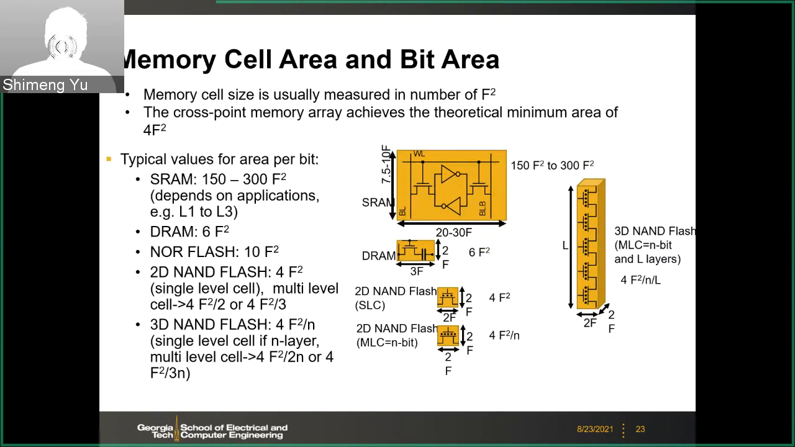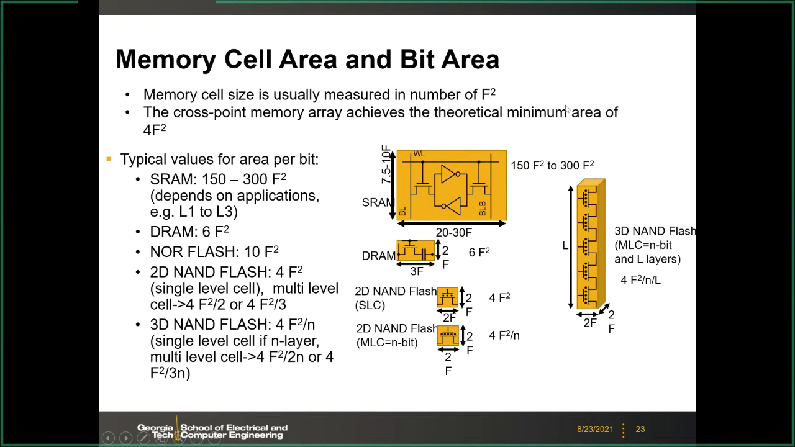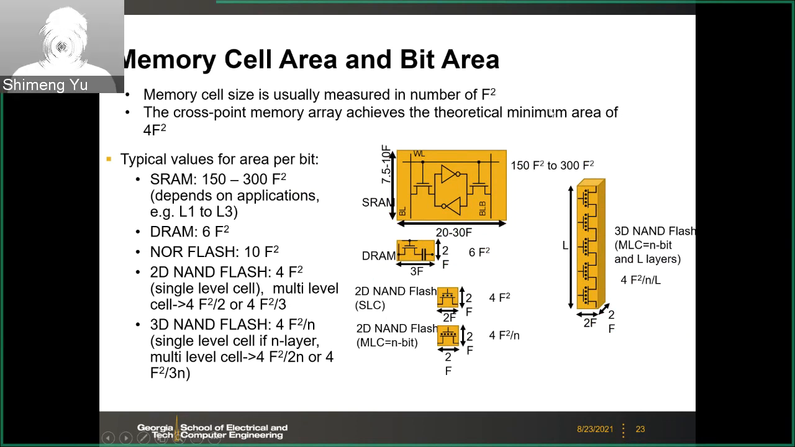All right, then let's talk about the memory cell. The memory cell area is usually measured in the number of F squared. F, you can think of as the minimal feature size of a certain technology node, for example 20 nanometer. Here we show some typical values for the area per bit.